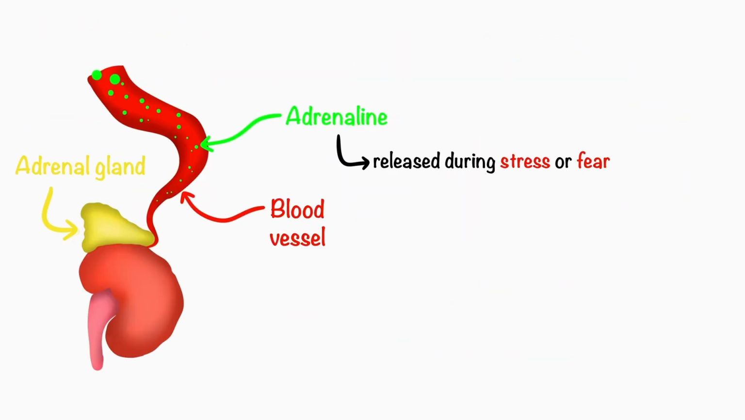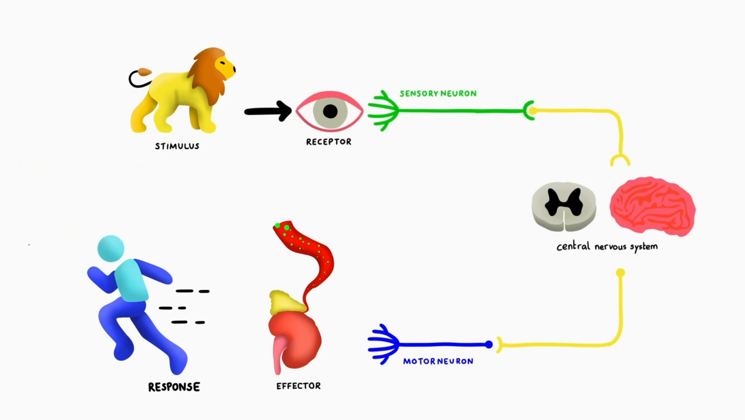Adrenaline is a hormone released by the adrenal glands, which sit just above the kidneys. It's sometimes called the emergency hormone because it prepares your body to respond to stressful or scary situations. When you're faced with danger or stress, your brain detects fear or stress and sends nerve impulses to your adrenal glands, which respond by secreting adrenaline.